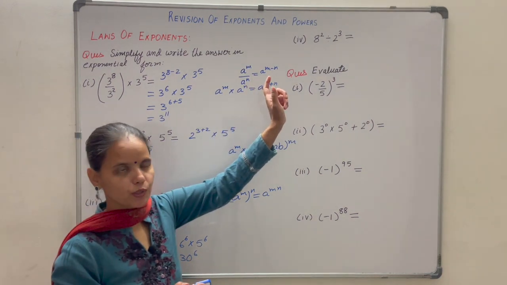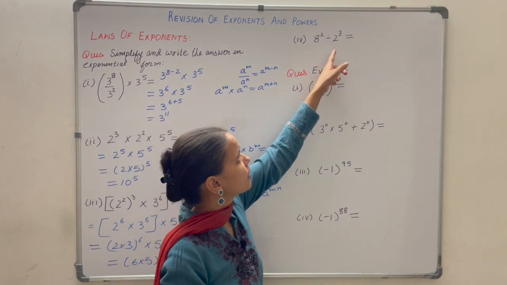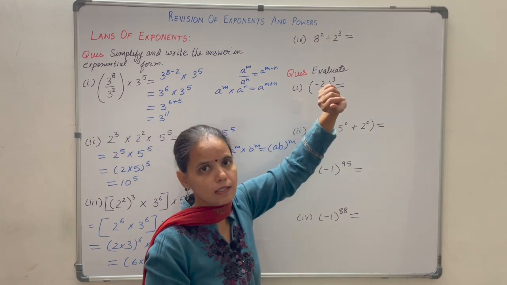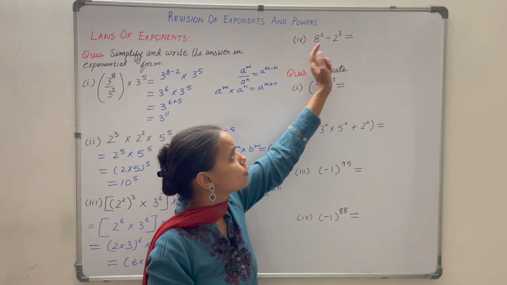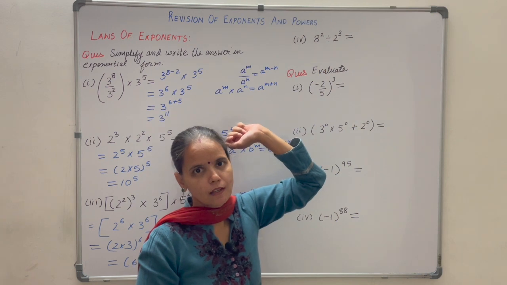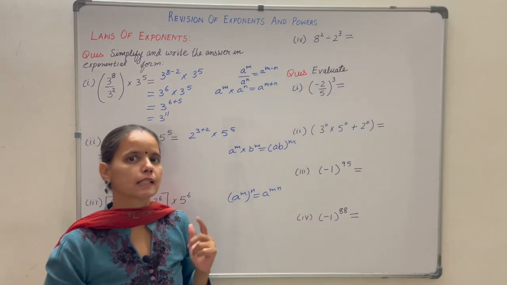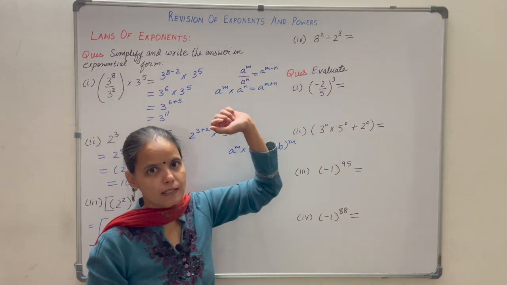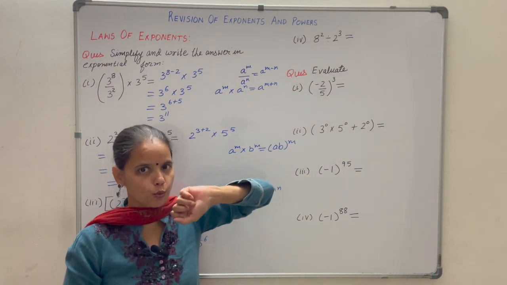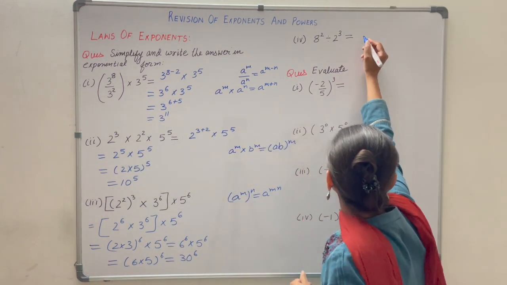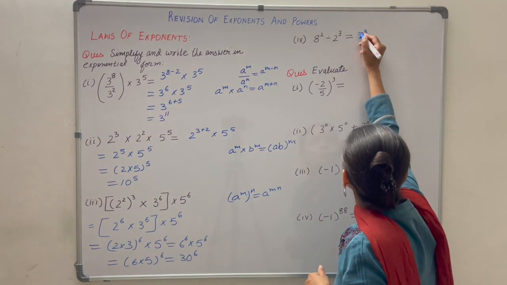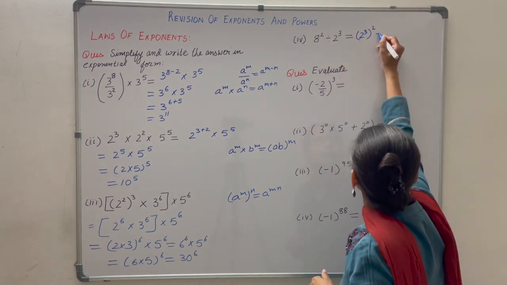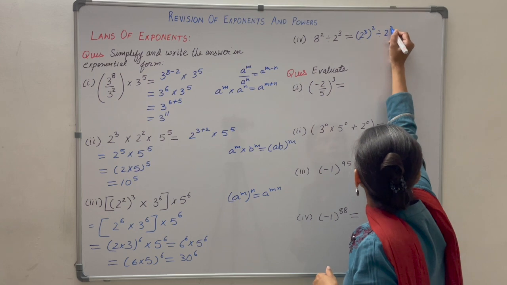Now let us take this question. 8 square divided by 2 raised to the power 3. So here neither the bases are same nor the powers are same. Here the bases are 8 and 2 and the powers are 2 and 3. So to apply the laws of exponents, either the base should be same or the power should be same. So let us make here the base same. I can express 8 as 2 cube. So I'll write down 8 as 2 cube, this is whole raised to the power 2 divided by 2 raised to the power 3.